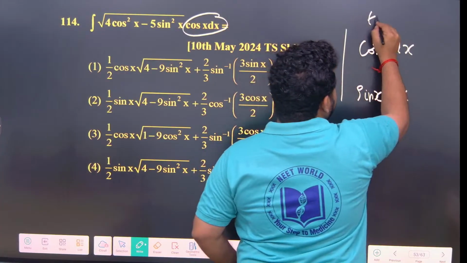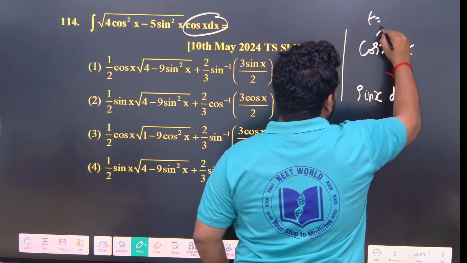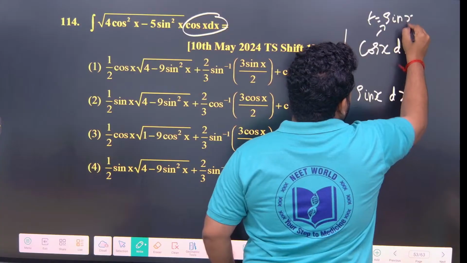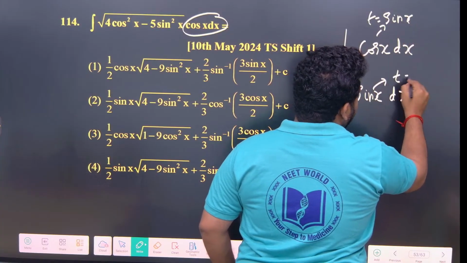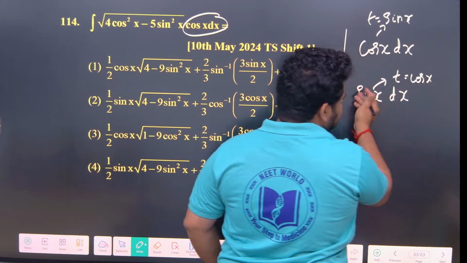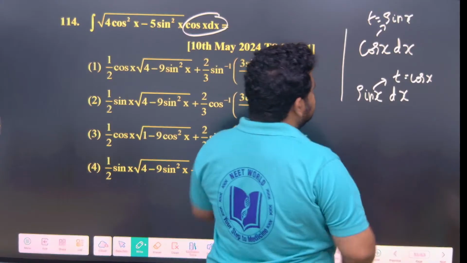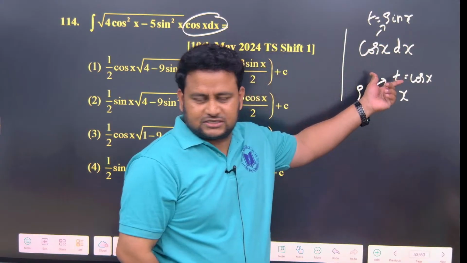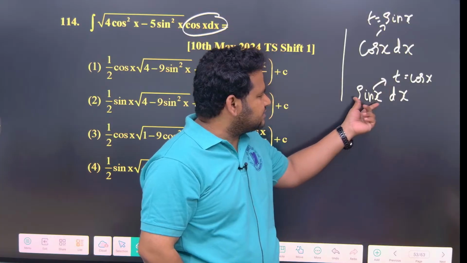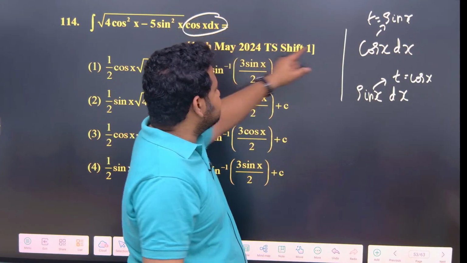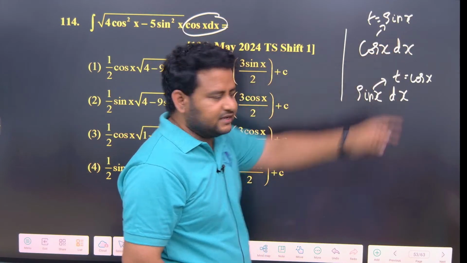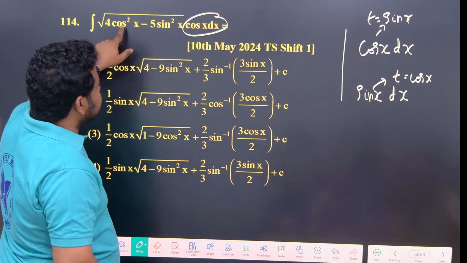Take t is equal to sin x. If you are getting sin x dx, take t is equal to cos x. Of course the minus sign will come here, but you can take it outside. So take t is equal to sin x, then you will get cos x dx. Take t is equal to cos x, you will get sin x dx. Here you are getting cos x dx, so I should take t as sin x. So cos square x I can write in terms of sin.